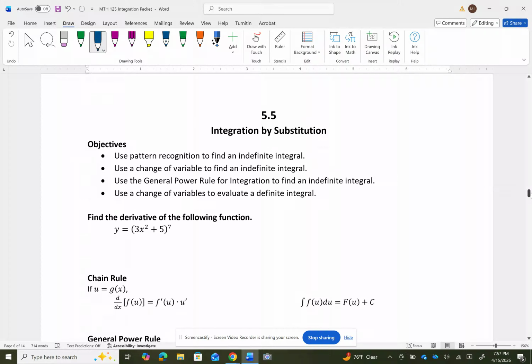In this video, we're looking at section 5.5, integration by substitution. Now, this technique is actually the reverse of section 3.4. We need integration by substitution when we have an inside function other than x.